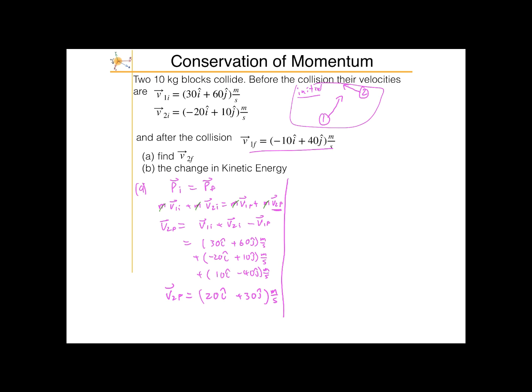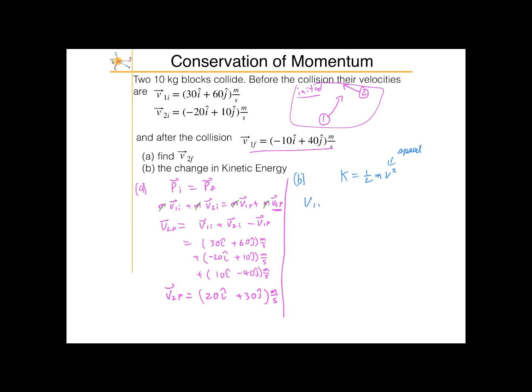Now it asks for the change in kinetic energy. For the change in kinetic energy, it's a little bit trickier, because remember, kinetic energy is 1/2 m v squared in any given case. So v squared is the speed, right? We need the magnitude of each of those vectors. So I need the speed to calculate the change in kinetic energy for everything.